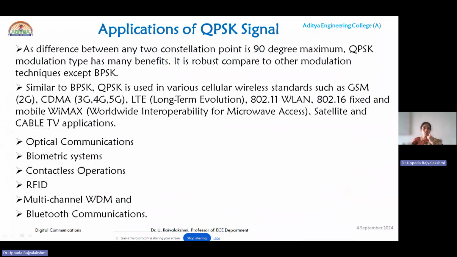So these are all the applications of QPSK. It's used in optical communications, biometric systems, contactless operations, RFIDs, Bluetooth, and along with the applications of BPSK, it is also used in GSM, similarly CDMA, code division multiple access, long-term evolution, and wireless LAN. So there are multiple applications, even satellite and cable TV. We can use this QPSK transmission technique for all of these.